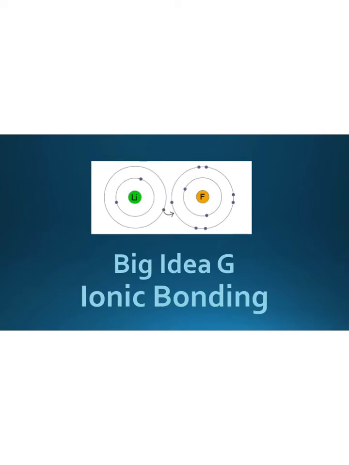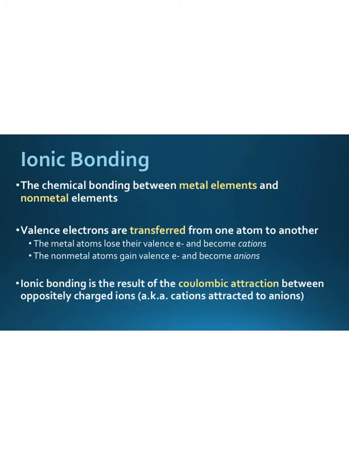In this lesson, we're going to learn about ionic bonding. An ionic bond involves at least one metal atom and at least one nonmetal atom. In an ionic bond, one or more valence electrons are transferred from the metal atom to the nonmetal atom. This makes the metal atom become a cation, a positively charged ion, and it makes the nonmetal atom become an anion, or a negatively charged ion.